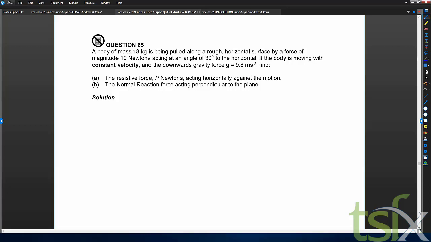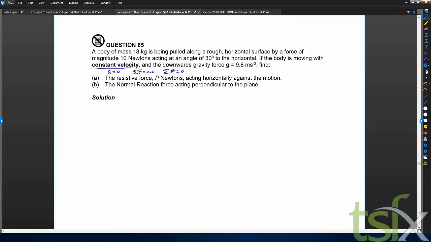Okay, so a body of mass 18 kilograms is being pulled along a rough horizontal surface by a force of magnitude 10 newtons acting at an angle of 30 degrees to the horizontal. If the body is moving with constant velocity, okay, so you see constant velocity. What goes in your mind there? Yeah, the acceleration is 0. So when we come to do the formula sum of the forces equals mass times acceleration, we're just going to say the sum of the forces equals 0. So someone could say it's in equilibrium, couldn't they?